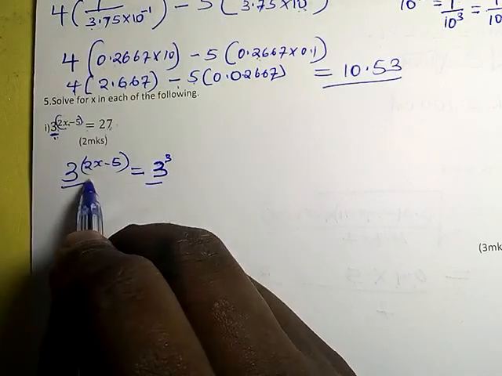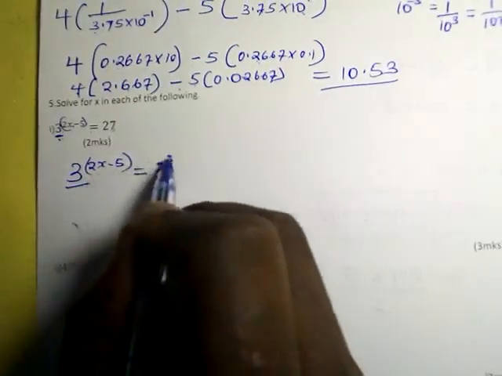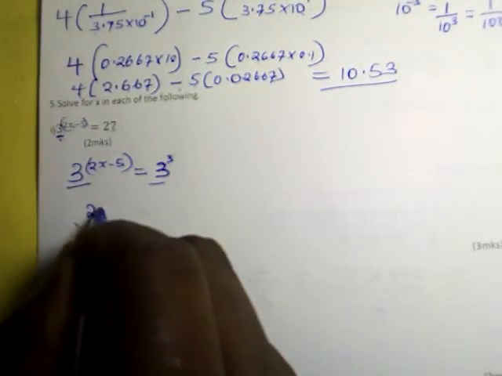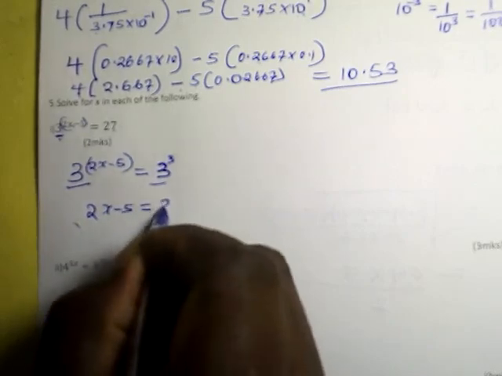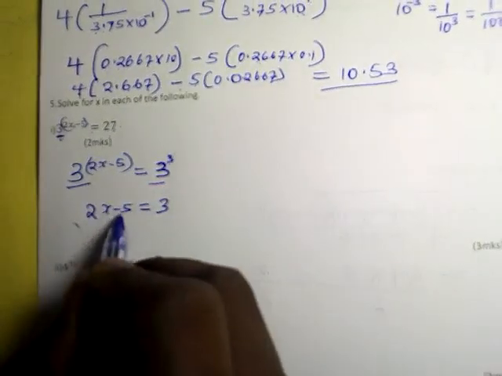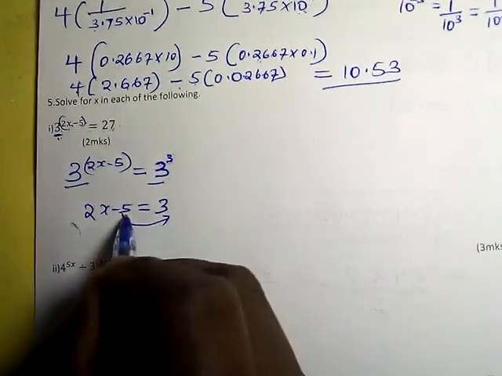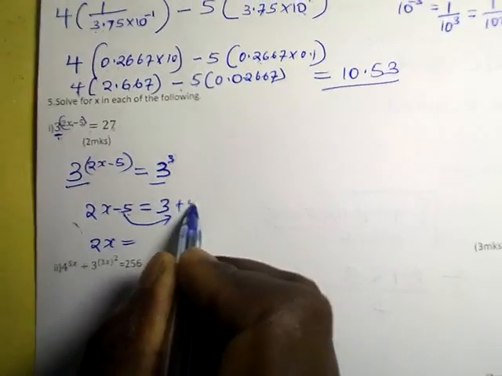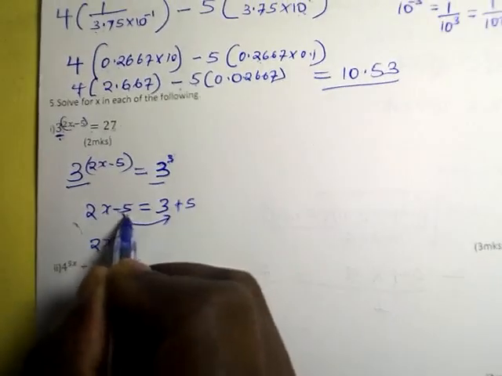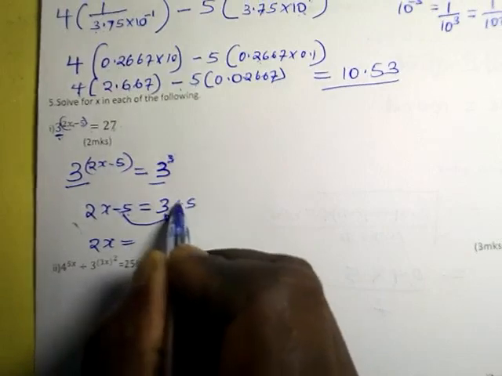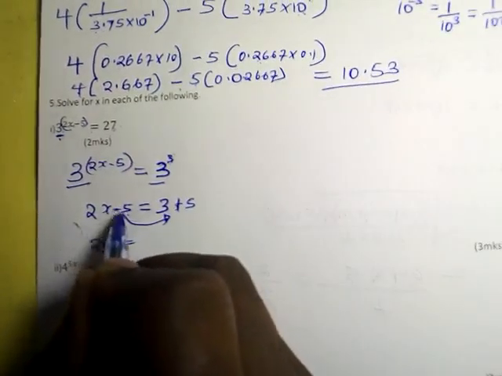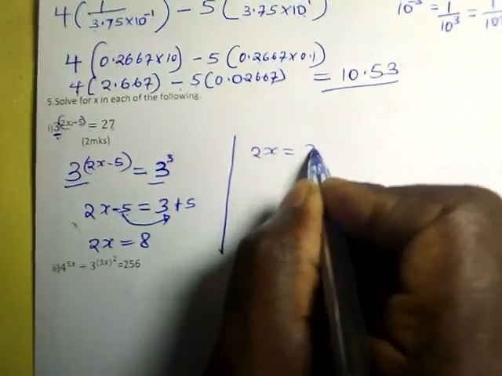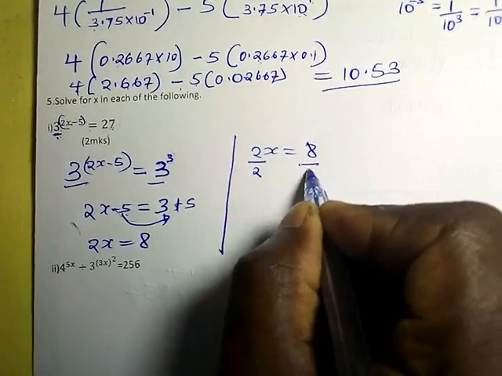When the bases have become the same, we ignore them and we deal with the indices, the powers. So now 2x minus 5 will be equal to 3, the power. Now you take the like terms together. 5 will come this side, and it will be positive 5. When the number crosses the equal sign, it becomes positive if it was negative, and if it was positive, it becomes negative. Now we will have 8. It means that 2x equal to 8 and x equal to 4.